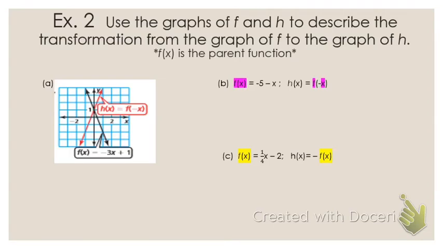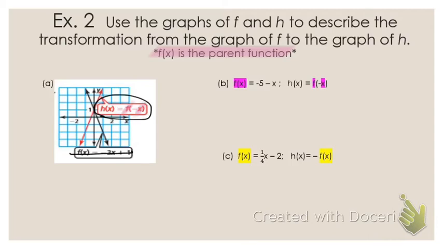Use the graphs of f and h to describe the transformation from the graph of f to the graph of h. So once again, highlight where it says f of x is the parent function. I'm going to drill that into you today. So looking at letter A, that means the parent function we don't want to focus on. We're crossing it out. We're going to the new function to see what they've done. So just like we've been doing, we're going to find and highlight f of x. If we can find the parent function, we should be able to see quickly what they've done to it.